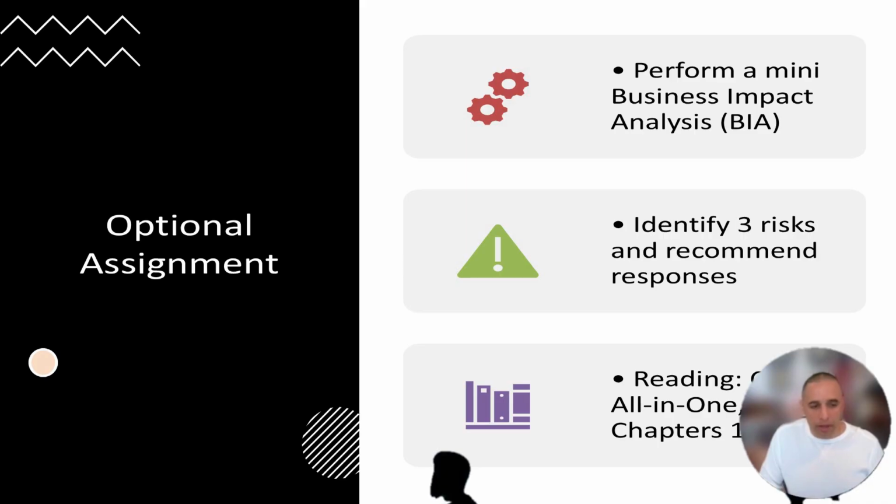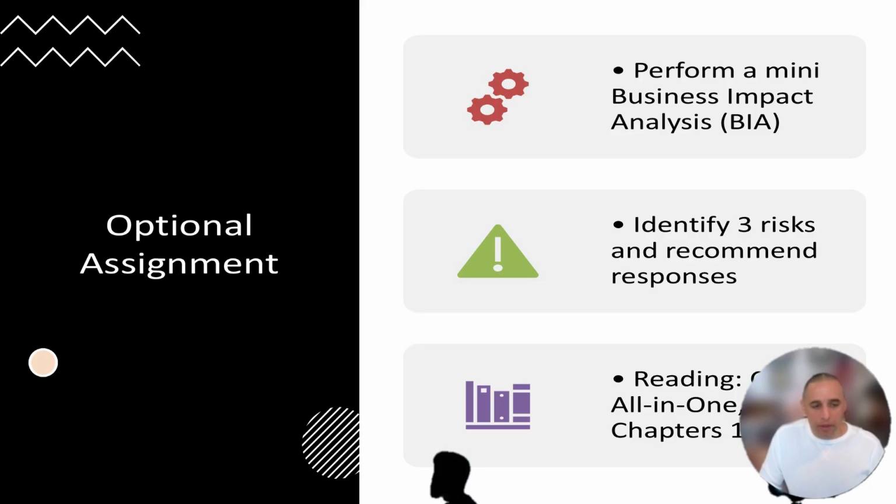To reinforce today's concepts, I'm assigning a practical exercise that will help you apply what you've learned. First, perform a mini business impact analysis. Identify a critical business function. This could be a process, system, or service essential to operations. Assess what would happen if this function was disrupted. Consider impacts on revenue, reputation, compliance, and customer trust.